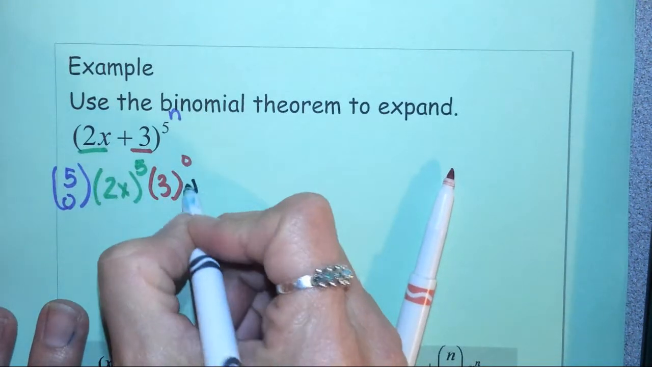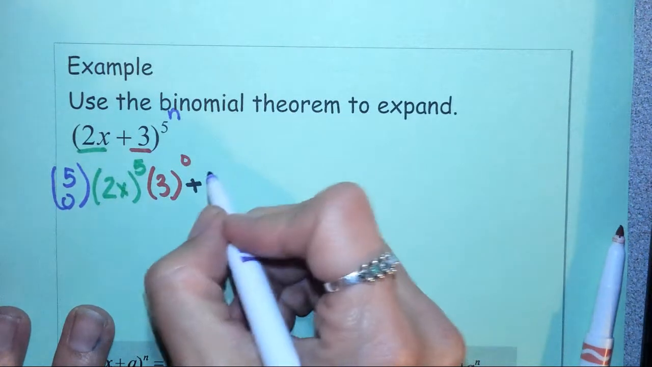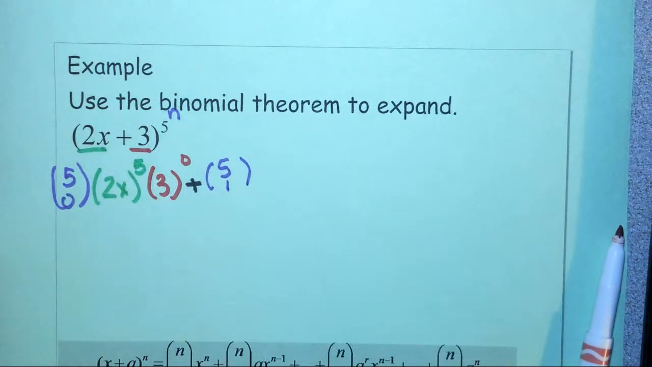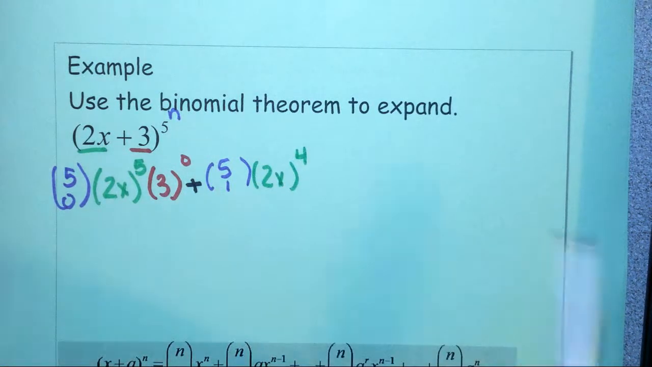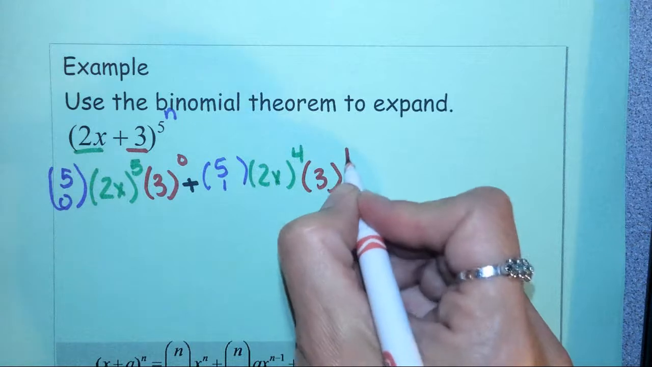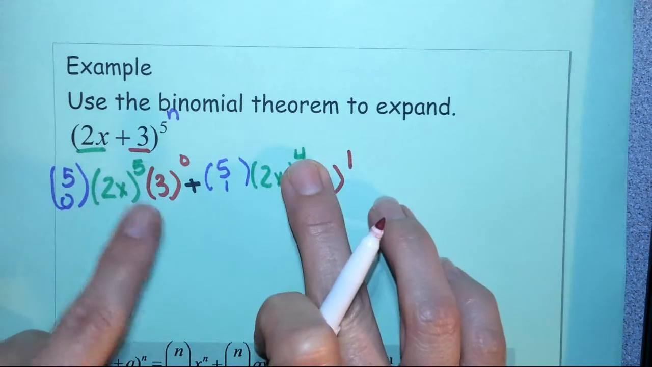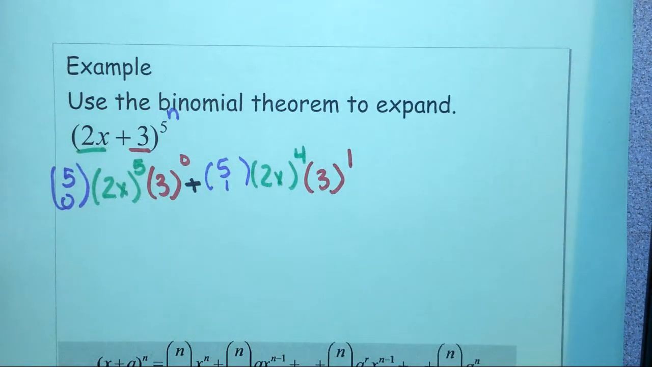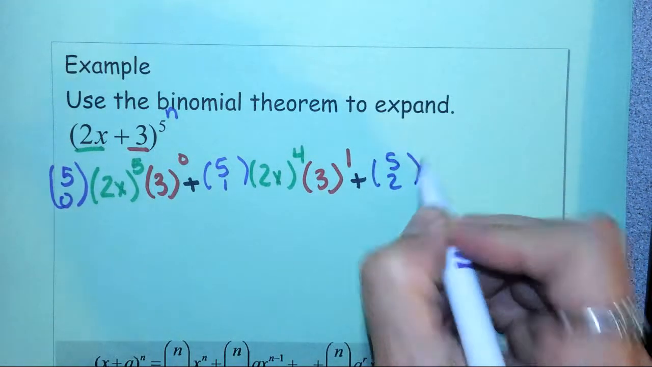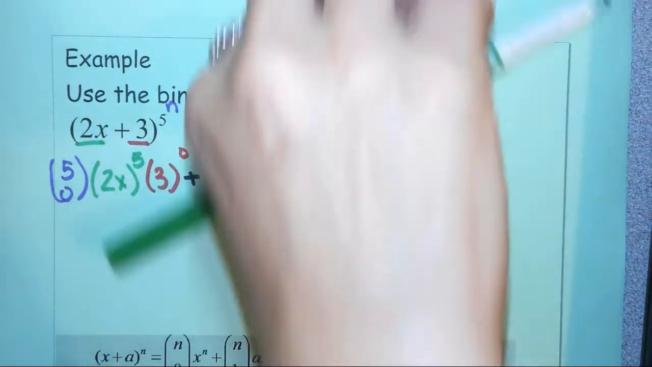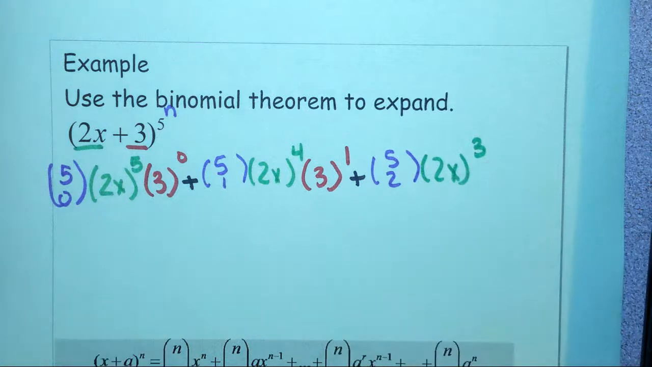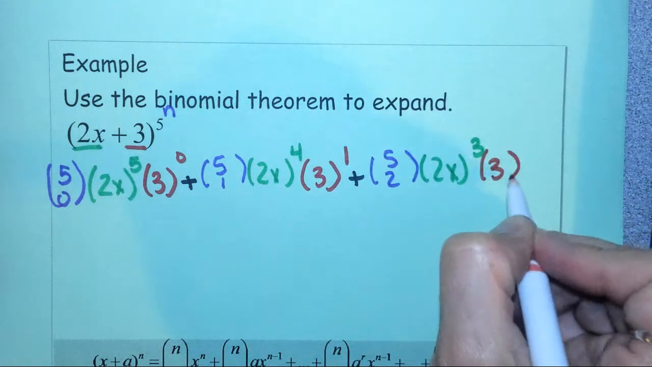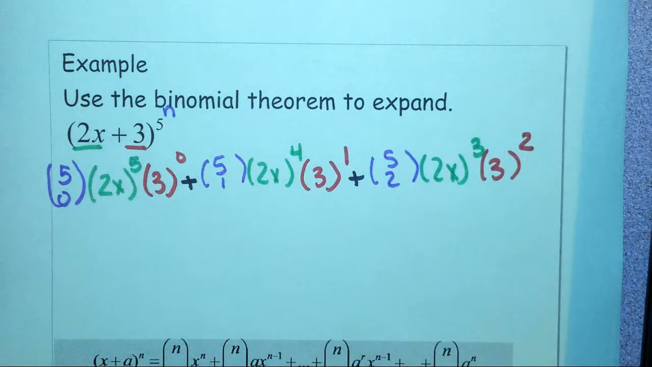All right, so here we go. I'm going to put a plus, and I'm just going to keep the pattern going. 5 choose 1, 2x to the 4th, 3 to the 1st. Both of these went up 1. This one went down 1. And I'm going to go again. 5 choose 2, 2x. This time I'm going to go to the 3rd, 3 to the 2nd. It went up 1.